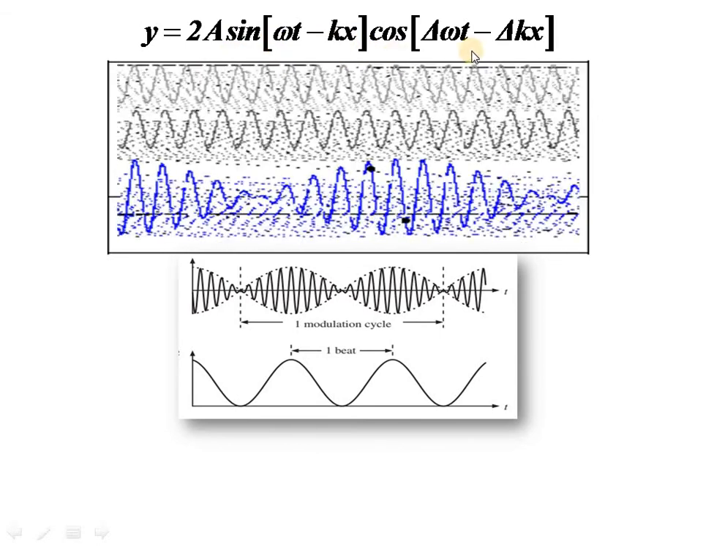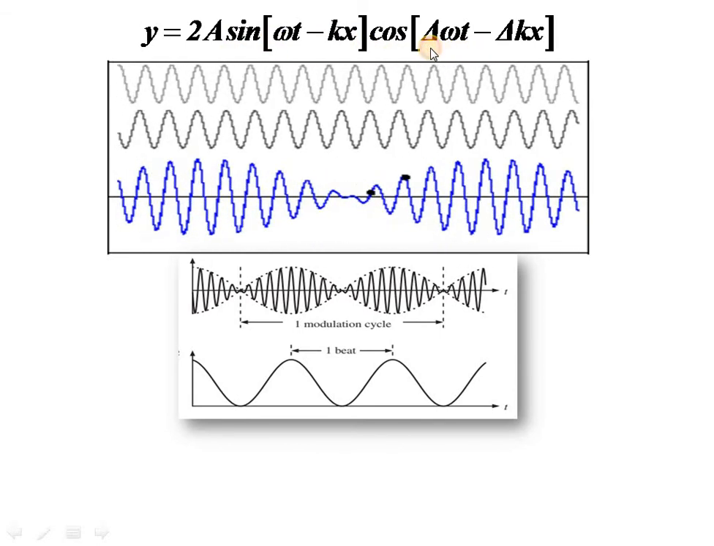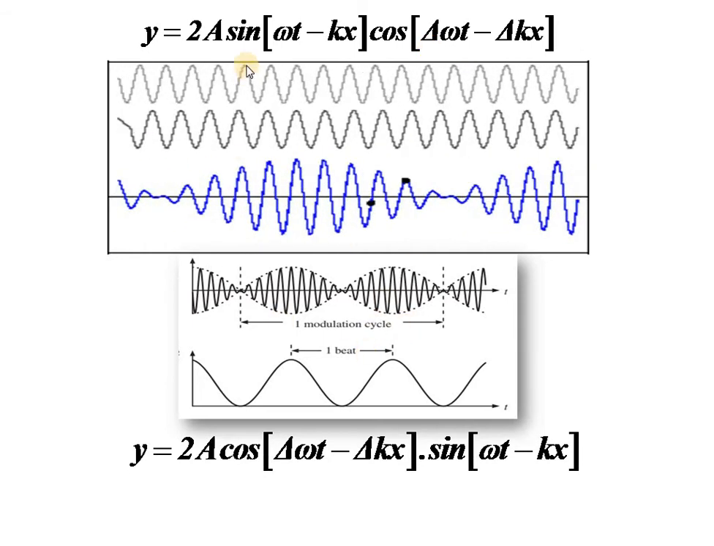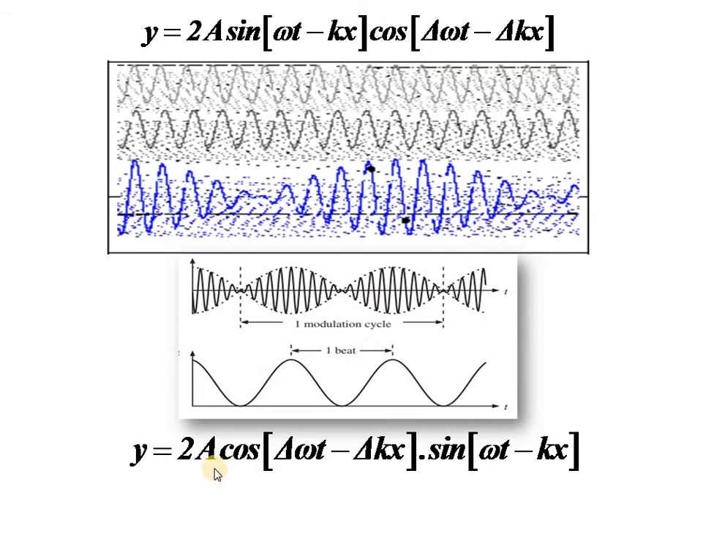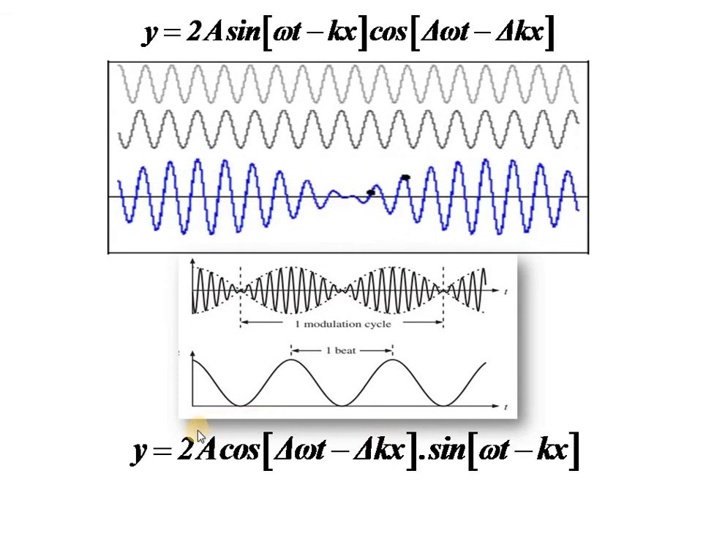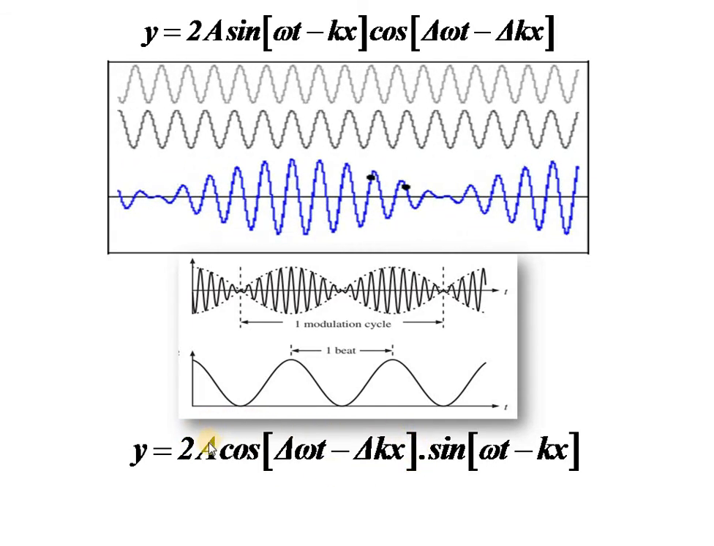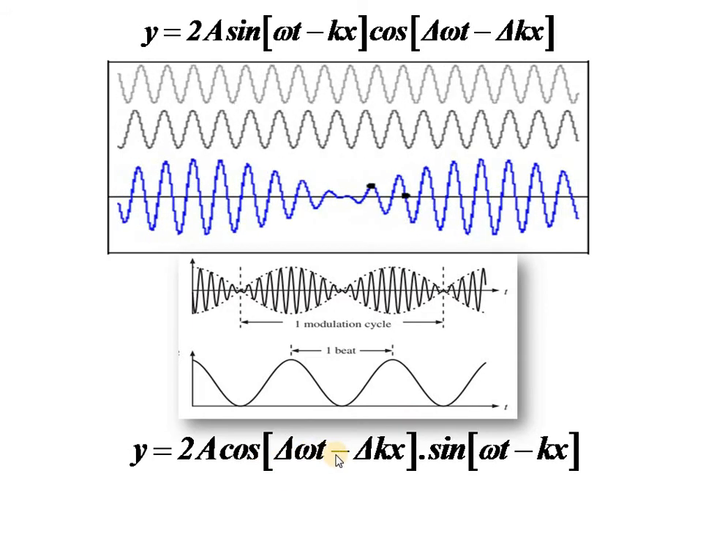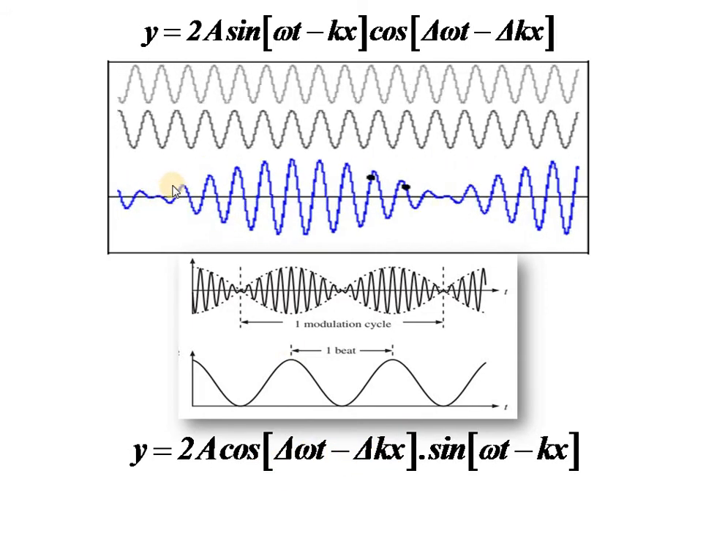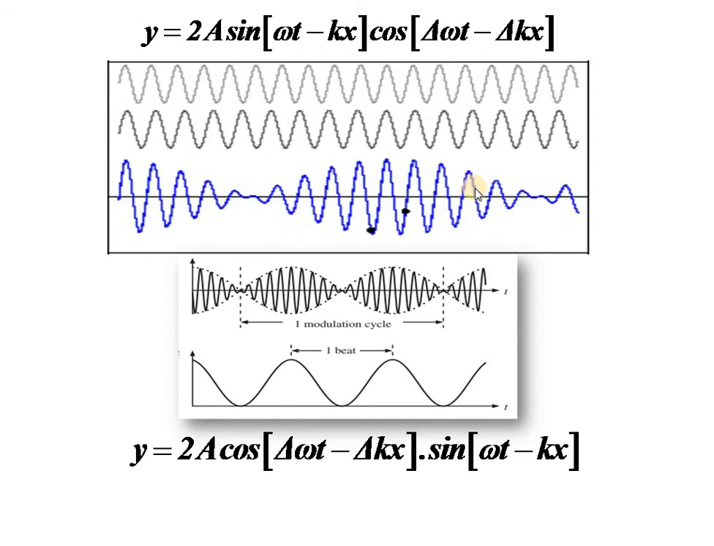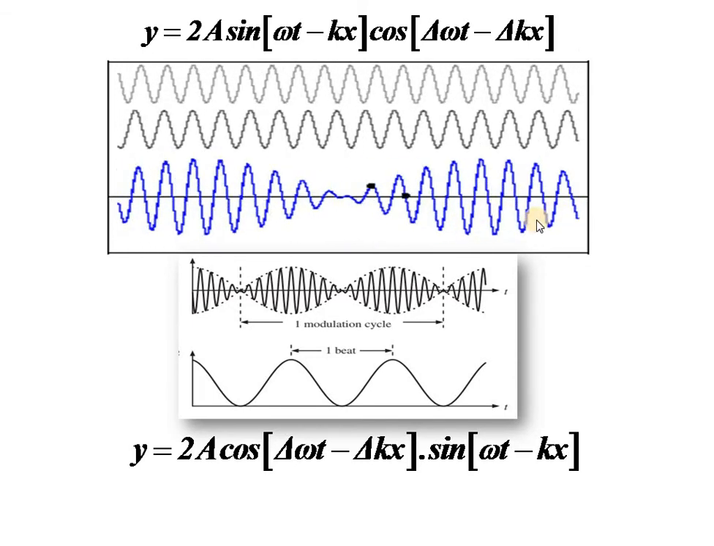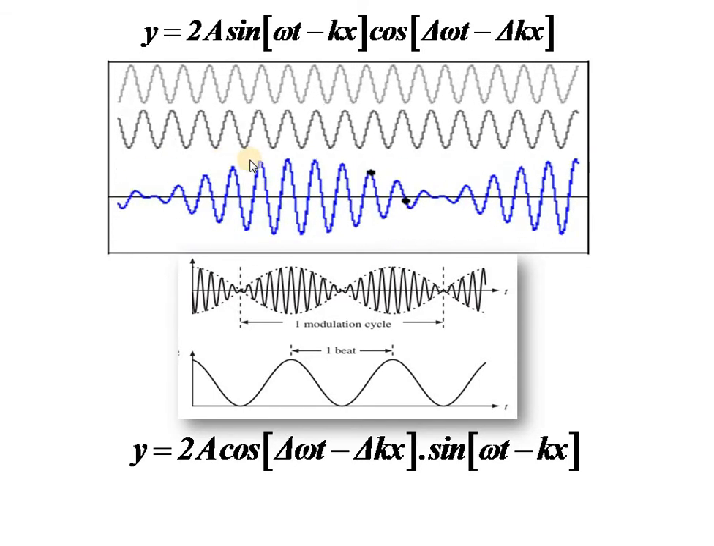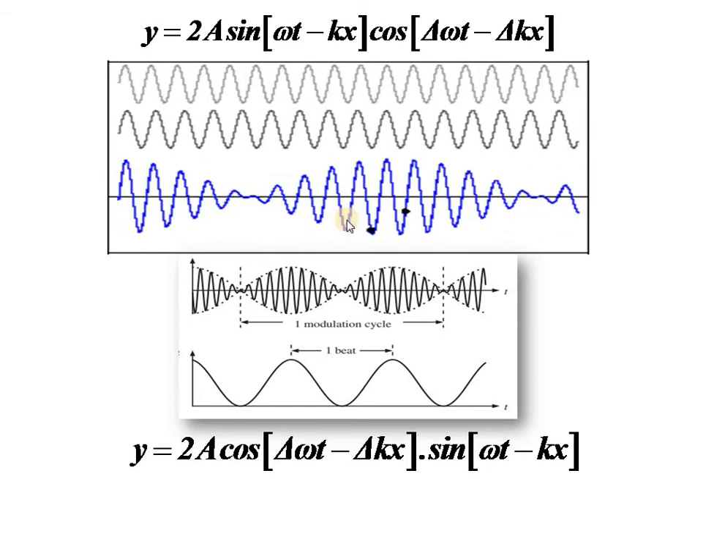So let us try to interpret it. The first part, as I told you, the cosine part indicates the amplitude. It takes into account the amplitude of the resultant. So this cosine of delta omega t minus delta k x is simply showing with what frequency the amplitude, the amplitude of the envelope, is changing.